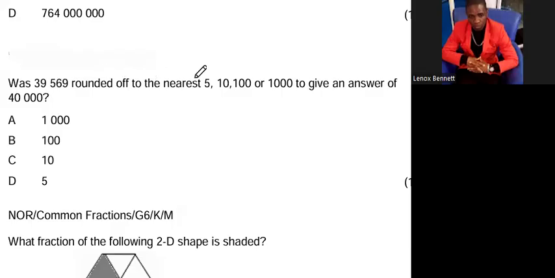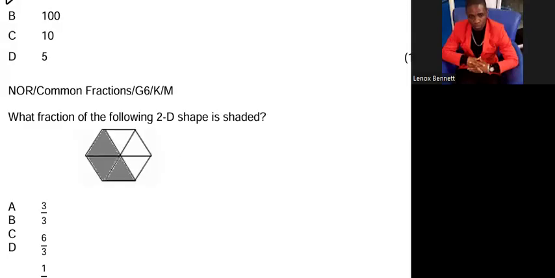39,569 is rounded off to the nearest 5, 10, 100, or 1,000? Give an answer of 40,000. Oh, so they must say which one it is rounded off to. It took me a while to get it. So I would say 1,000. If it was the nearest 100, it would have been 39,600, right? Yes, it's 1,000. Sometimes the way questions are structured can be a problem, you know.